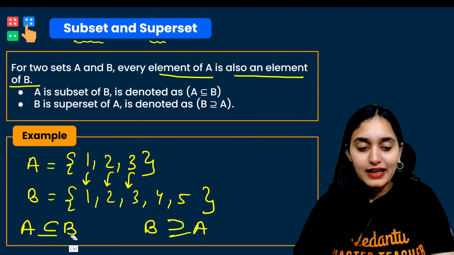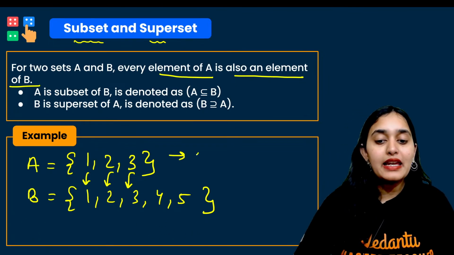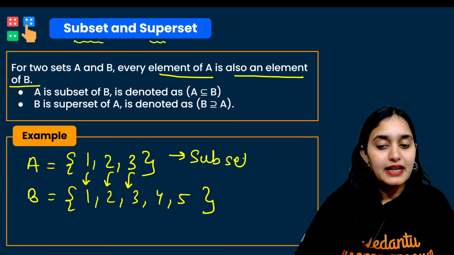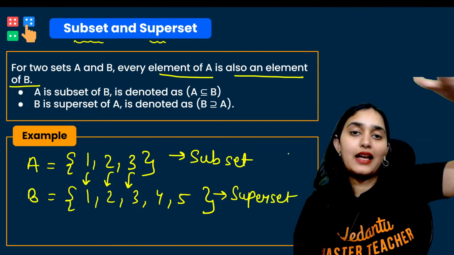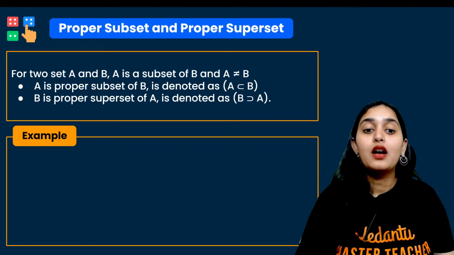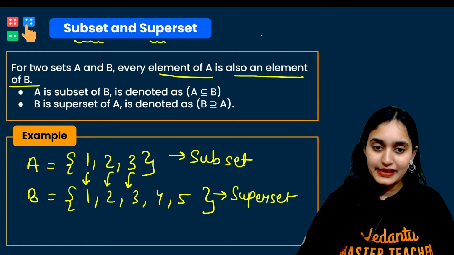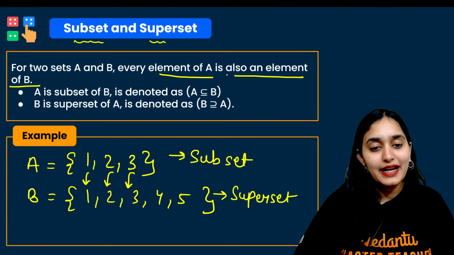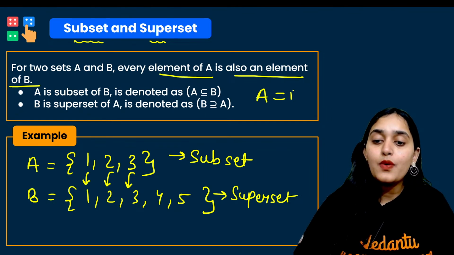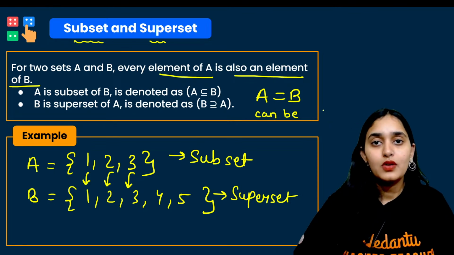Then we say that A is a subset of B and B is a superset of A. So simply the relationship becomes: A is the subset, B is the superset. It's like a father and son relationship. Okay. Similarly, proper subset and proper superset. See, when we are defining subset and superset, A can be equal to B.